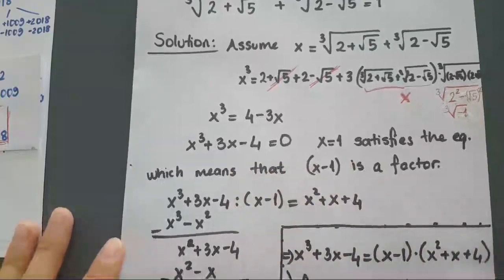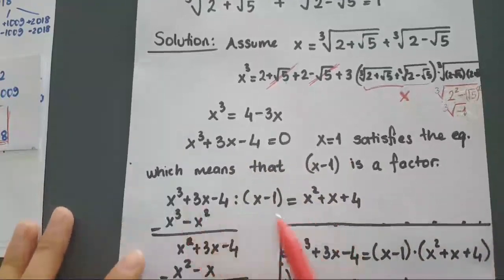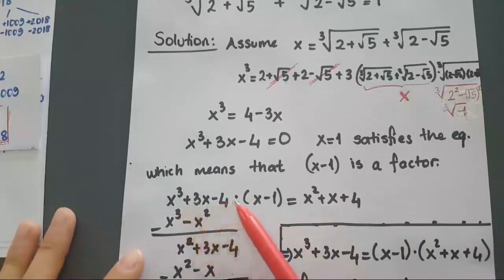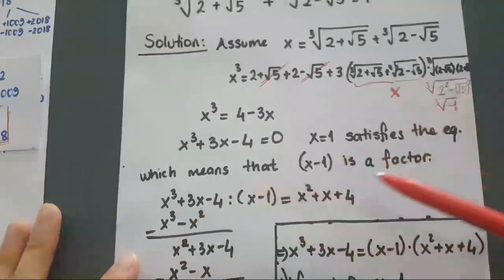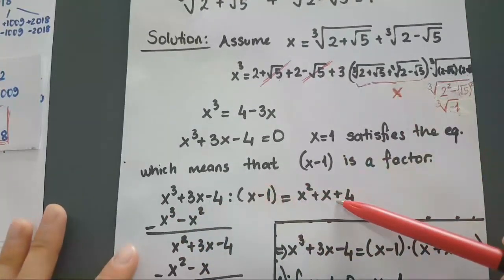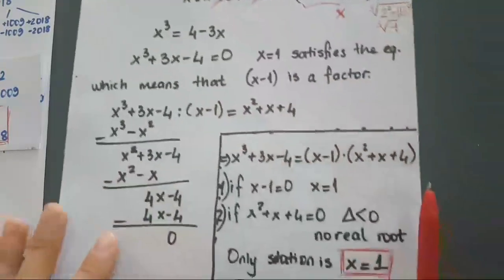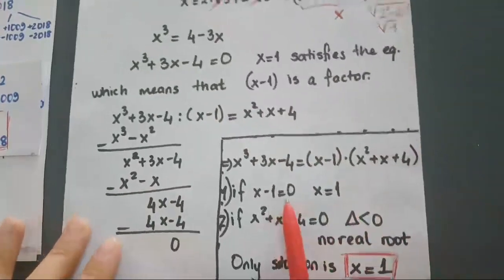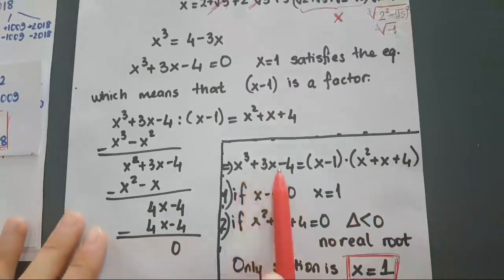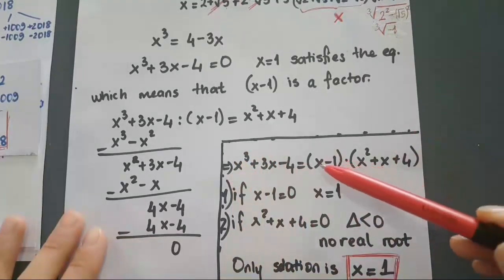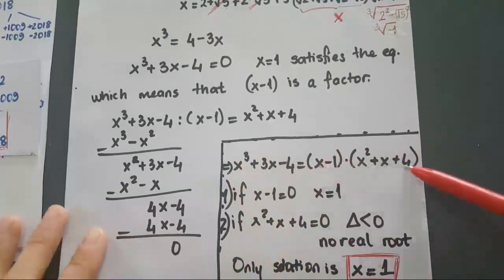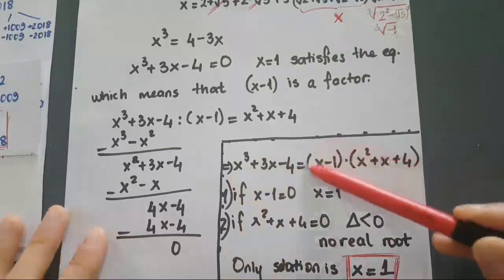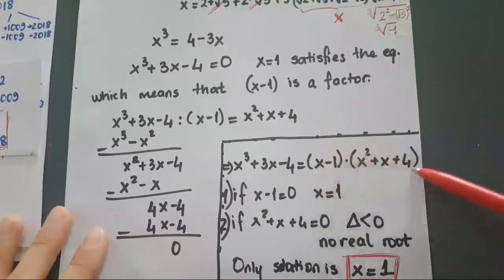Then it will be easier to solve the problem. By polynomial division, we divided x cubed plus 3x minus 4 by x minus 1. We got x squared plus x plus 4. Then if the cubic equation can be factorized as x minus 1 times x squared plus x plus 4, then x minus 1 is 0 or x squared plus x plus 4 is 0.